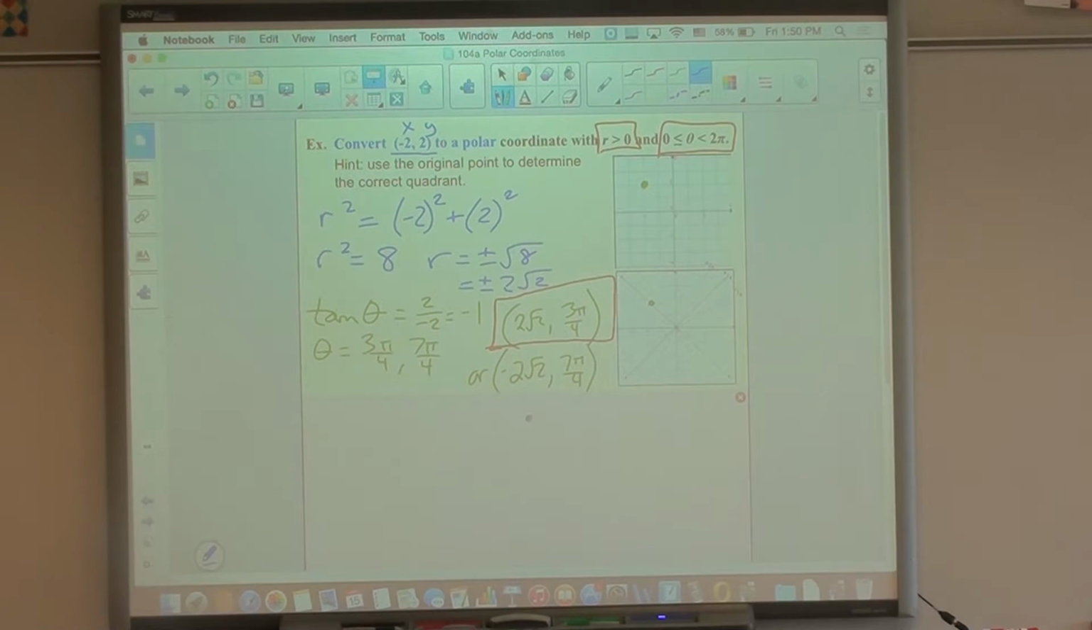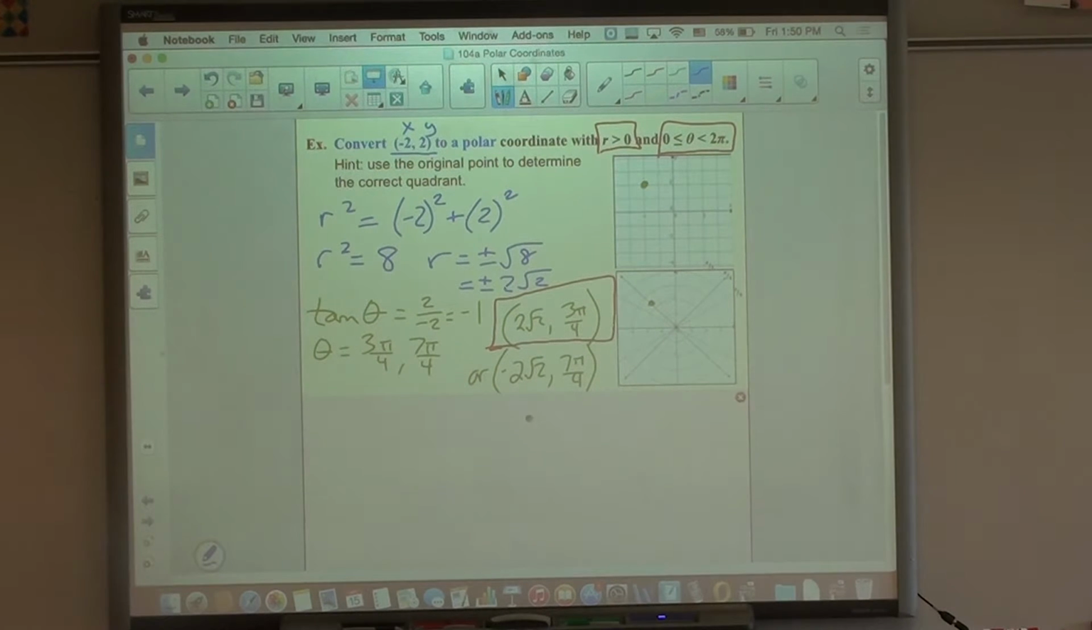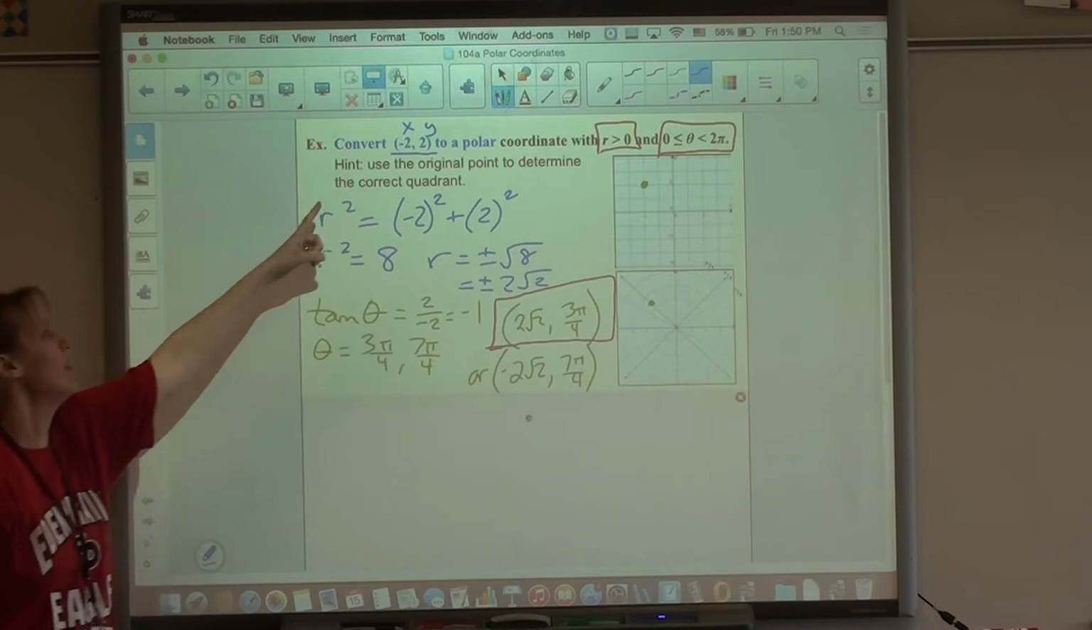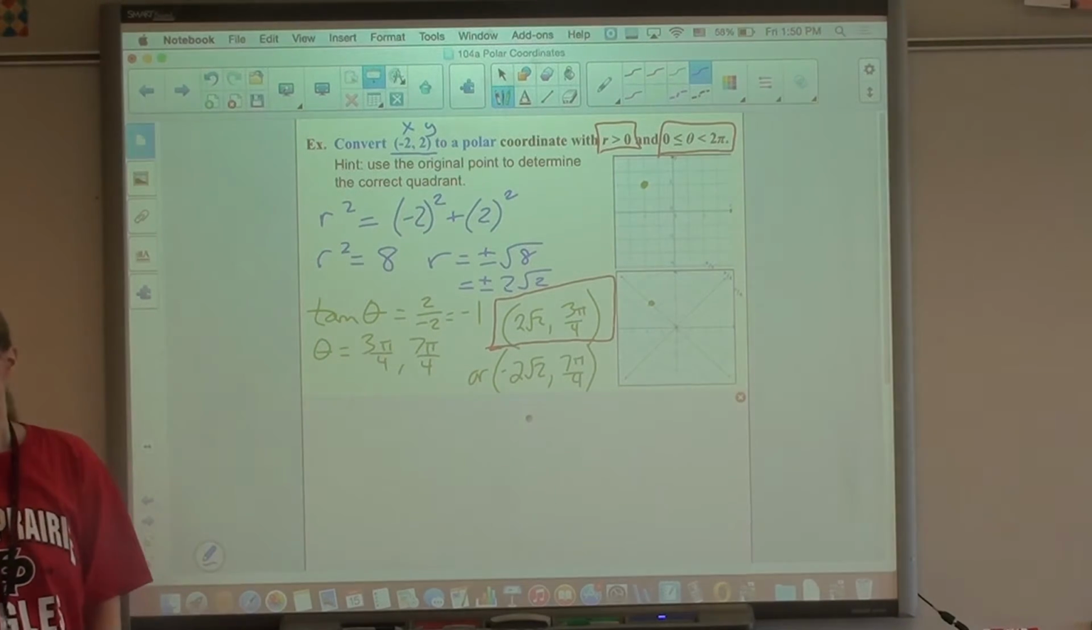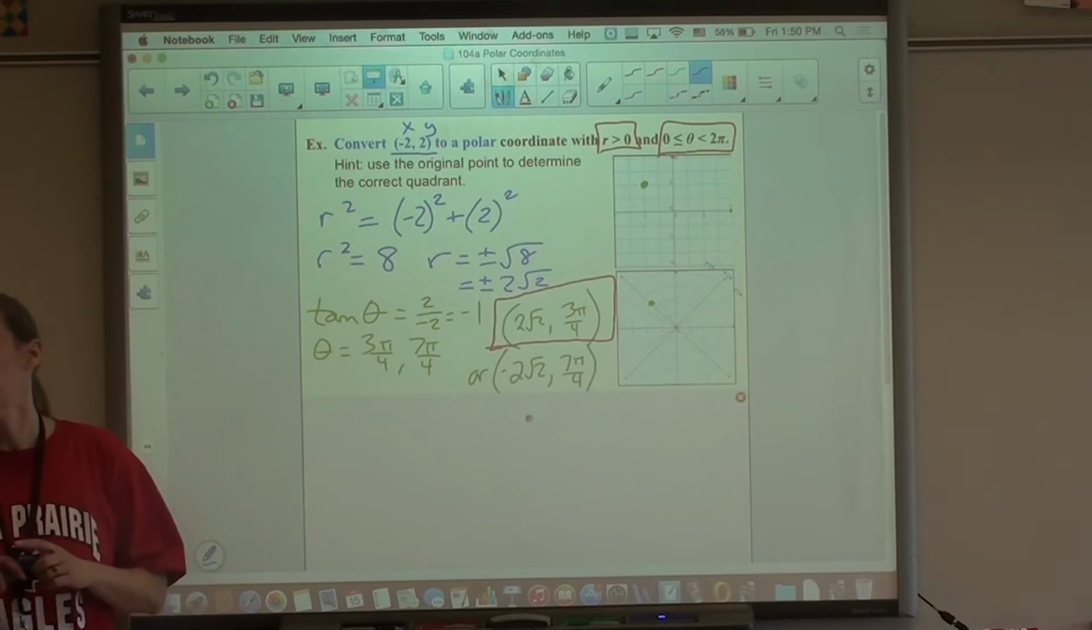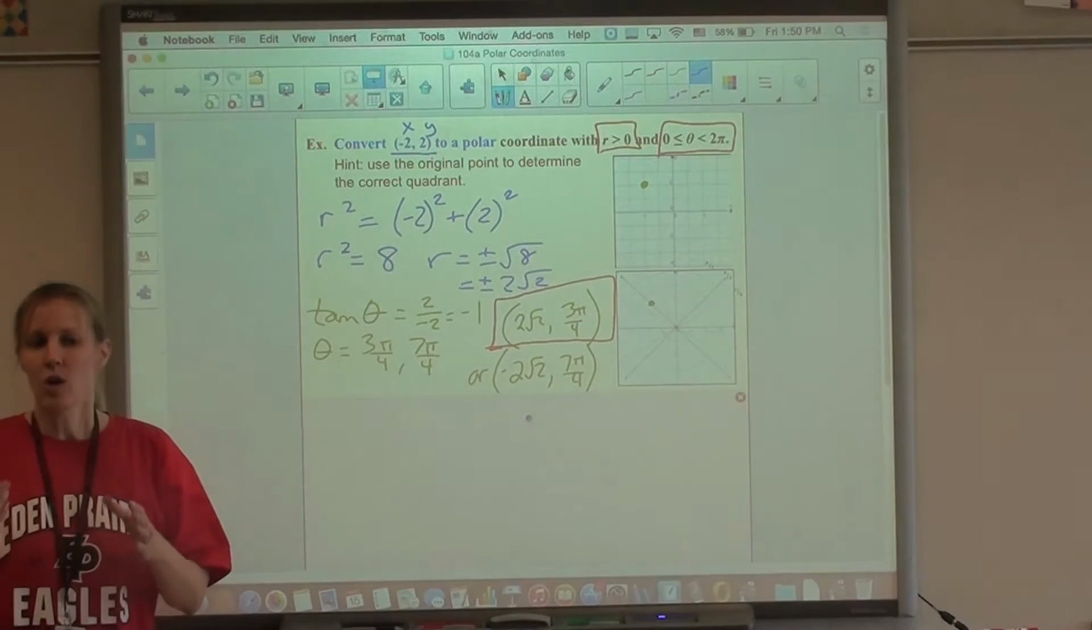So we have to follow basically the picture, or at least think about it a little bit. When you have a negative x and positive y, you know you're in the second quadrant. This is actually an important thing to understand.